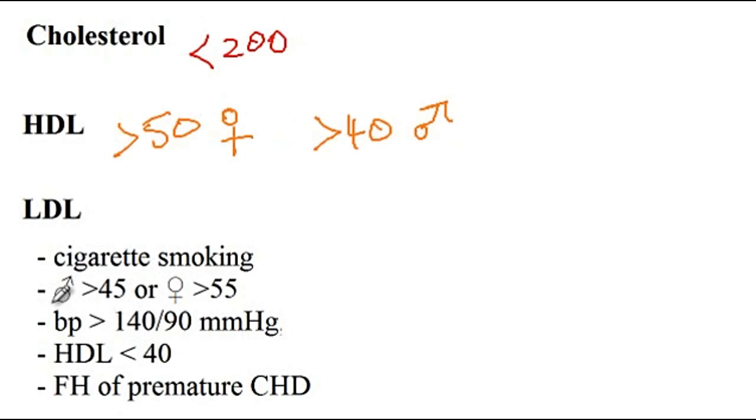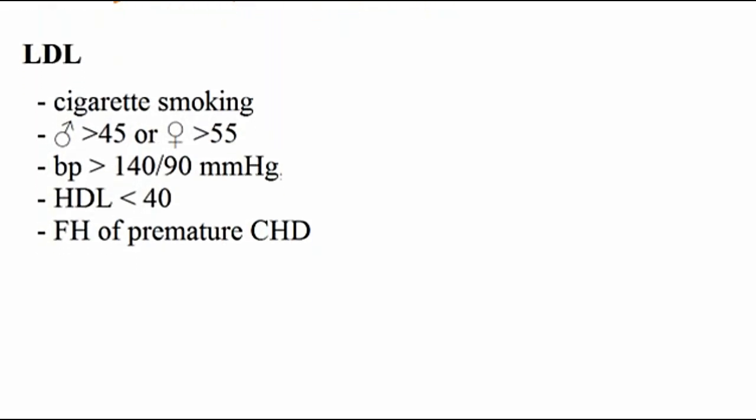And then with the LDL, it depends on how many risk factors are present. So the risk factors that can determine the goal for the LDL include cigarette smoking, age of more than 45 in males or more than 55 in females, blood pressure of more than 140 over 90, which means hypertension, and then HDL of less than 40, and then family history of premature coronary heart disease.